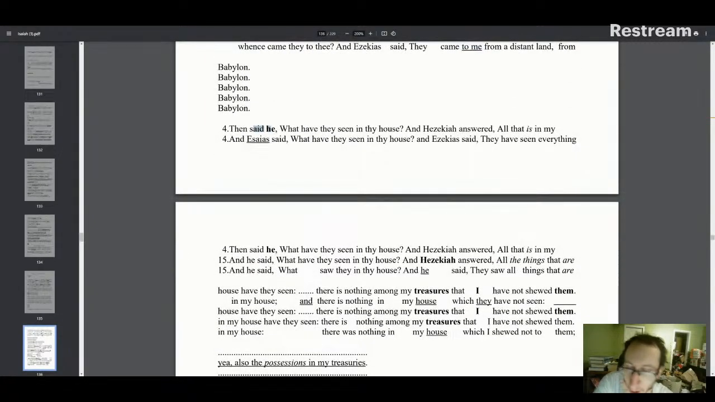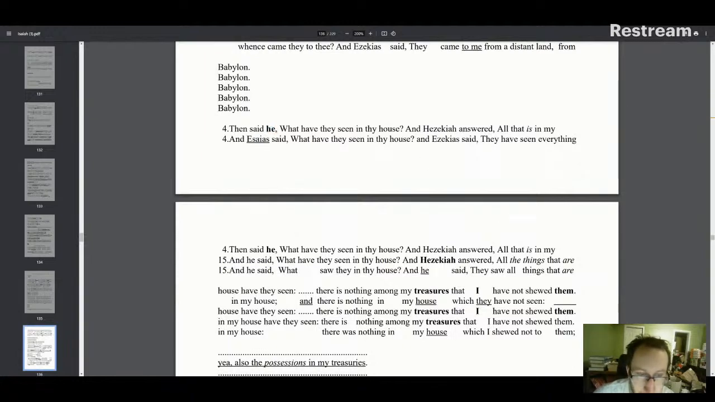Then said he. All other versions agree with said he. But Septuagint of Isaiah says and Isaiah said, by mentioning the name. As we said, I prefer the ambiguity, the pronoun over the name. So the pronoun reading I go with.